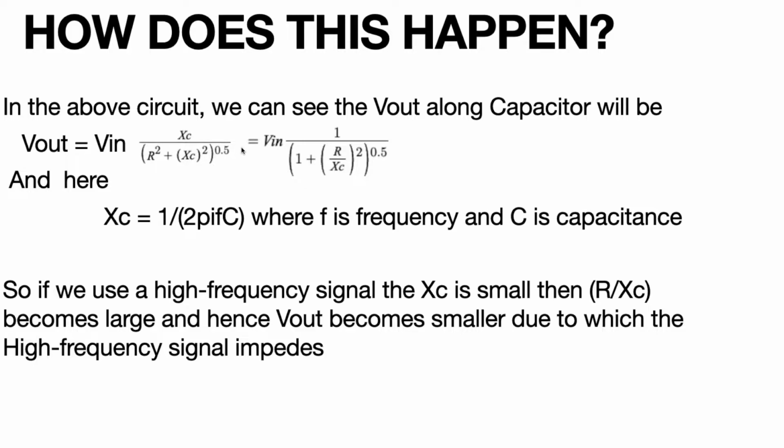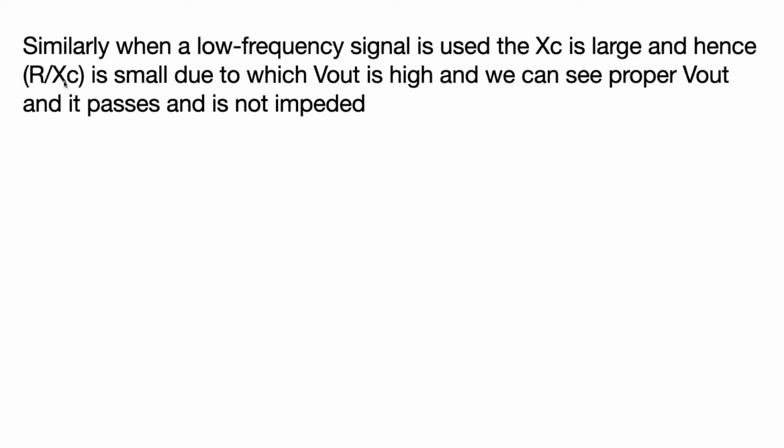R square plus Xc square to the power 1 by 2, where Xc is 1 by 2 pi fC, where f is the frequency and C is the capacitance. Xc here is also the impedance of the capacitor. So if we use a high frequency signal, the Xc is small, then R by Xc becomes large and hence Vout becomes smaller, due to which the high frequency signal is impeded, as we can see in the formula.